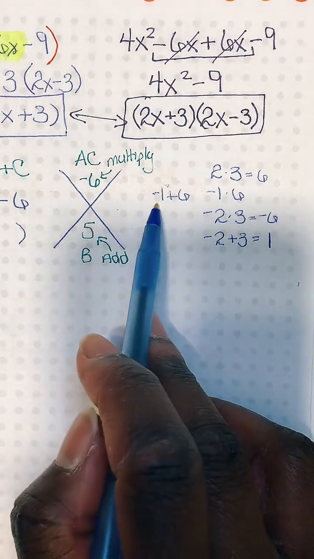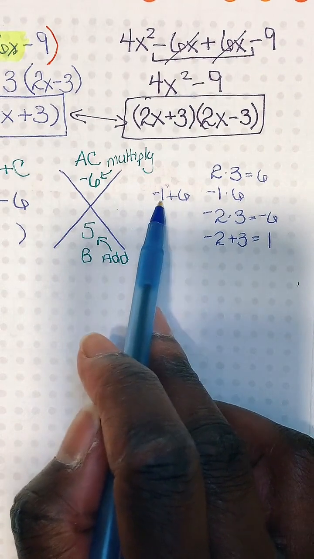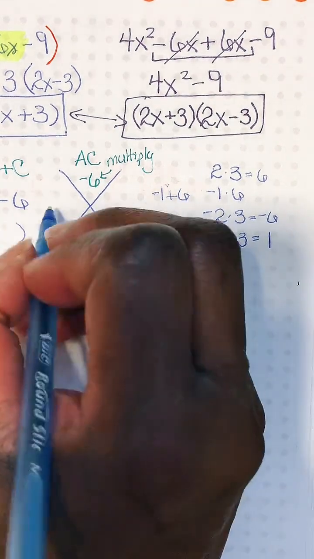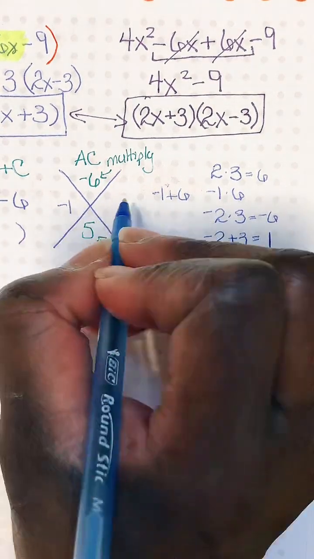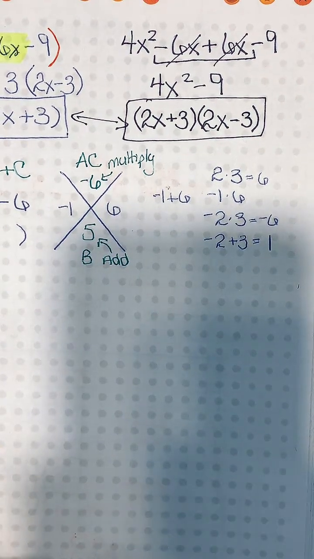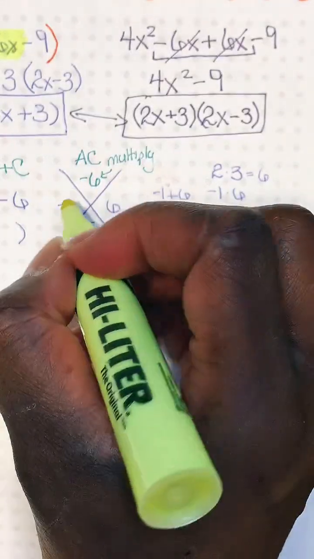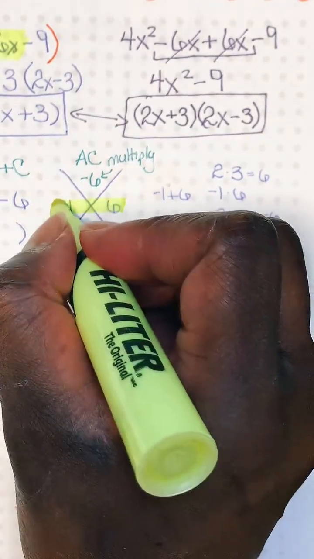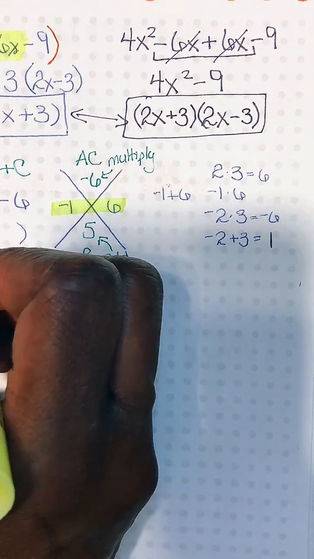That's it. So that's what we're looking for. So the combination that we're looking for is a -1 and a 6. Those are the factors that we're going to use to help figure out what should go in here.